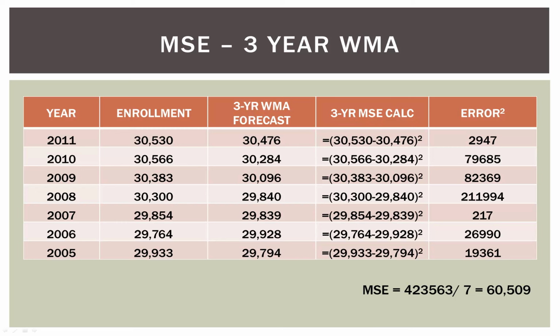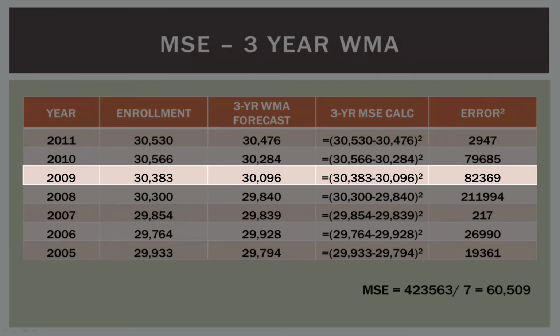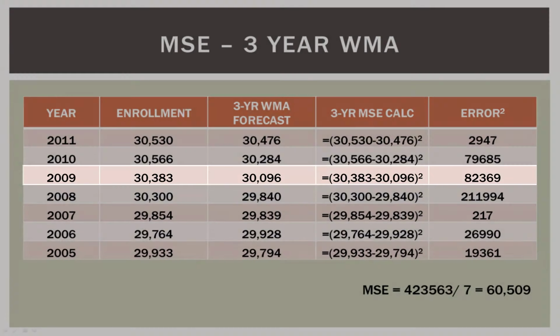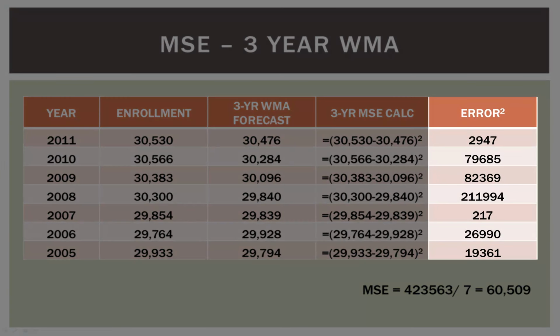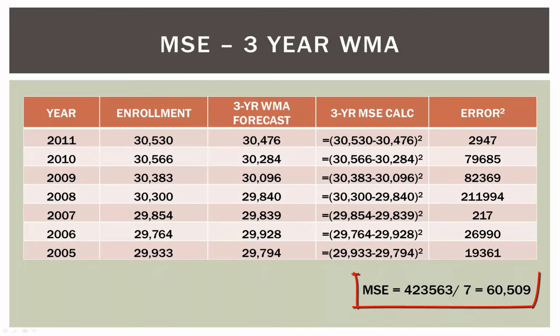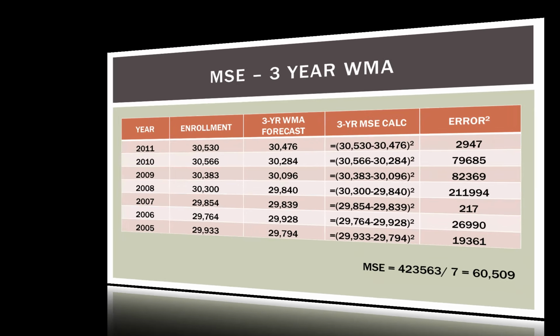So let's do the MSE, and this time we'll use the 3-year weighted moving average. So we have our enrollment and our 3-year weighted forecast, and to find our MSE, we just take the enrollment minus the forecast and then square it. So then we get our error terms over on the right-hand side. Once we have our error terms for each year, we just add them up, divide by 7, and we have an MSE of 60,509 for the 3-year weighted moving average.